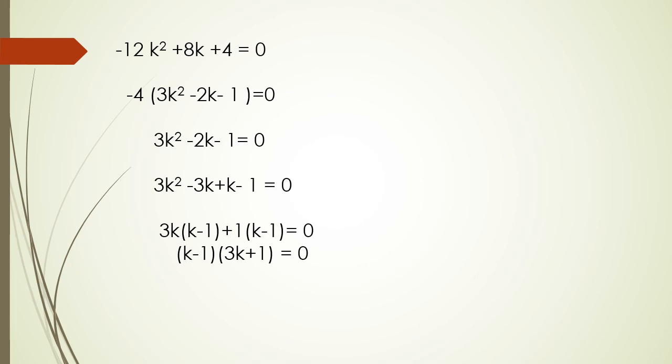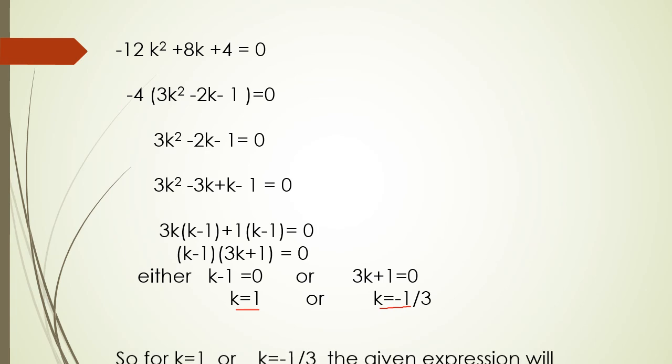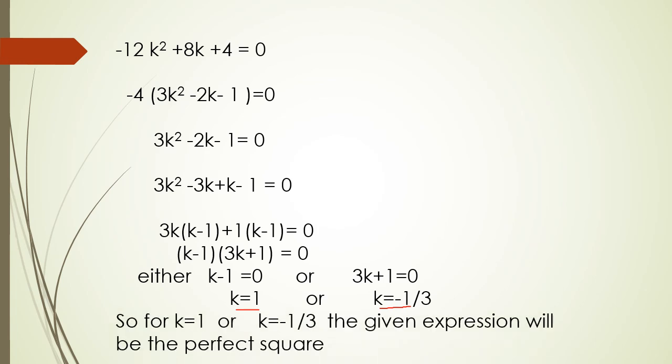Now students, as the product of these two numbers is equal to 0, so either both of them are 0 or either one of them is equal to 0. So we will write that either k minus 1 equals to 0 or 3k plus 1 equals to 0. From here we have k equals to 1, or we have k is equal to minus 1 over 3. So for k equals to 1 or k is equal to minus 1 over 3, the given expression will be a perfect square.